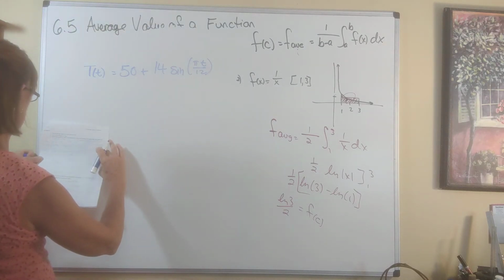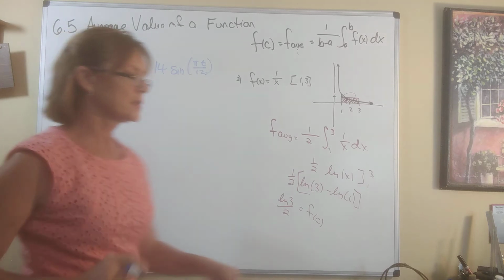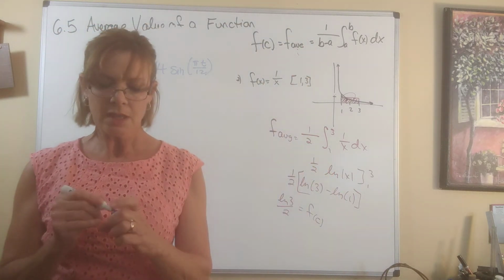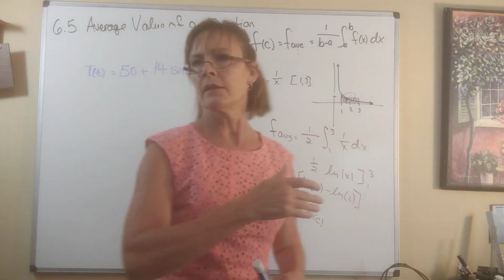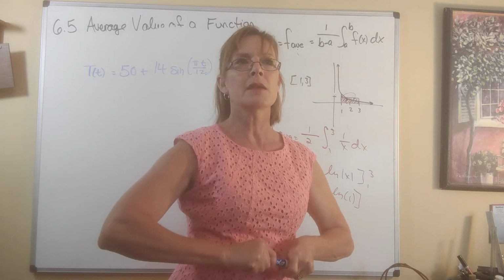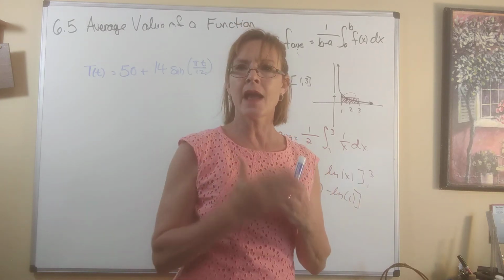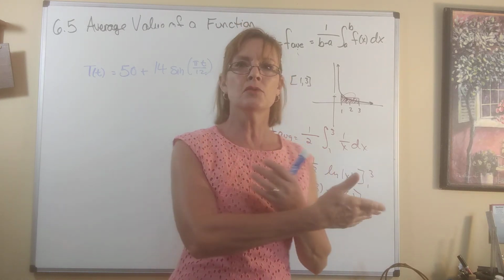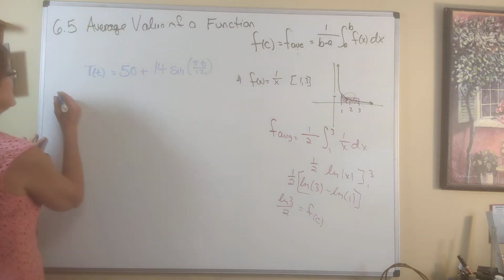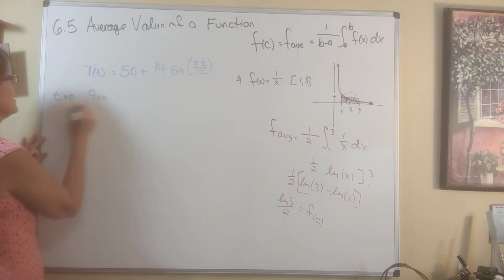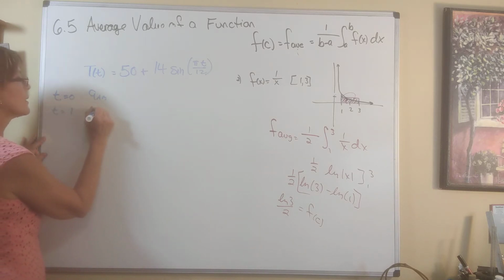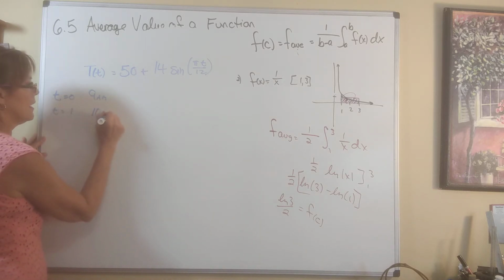Find the average value from 9 a.m. to 9 p.m. Okay, so here's the first thing we need to do. We need to normalize our data. The time is t hours after 9 a.m. when you normalize it. So that means when t is 0, we're at 9 a.m. and when t is 1, we're at 10 a.m. and so on.